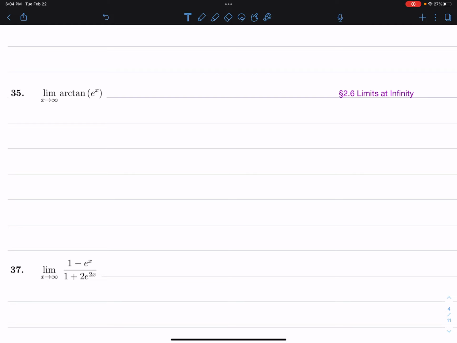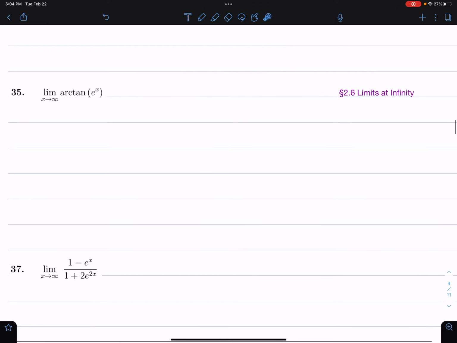Okay, we're going to just work on this one particular problem, number 35, and that'll be the video here. We're trying to find the limit of the composition of the arctangent function, arctangent of e to the x. And what I'm going to do is break this up into pieces.